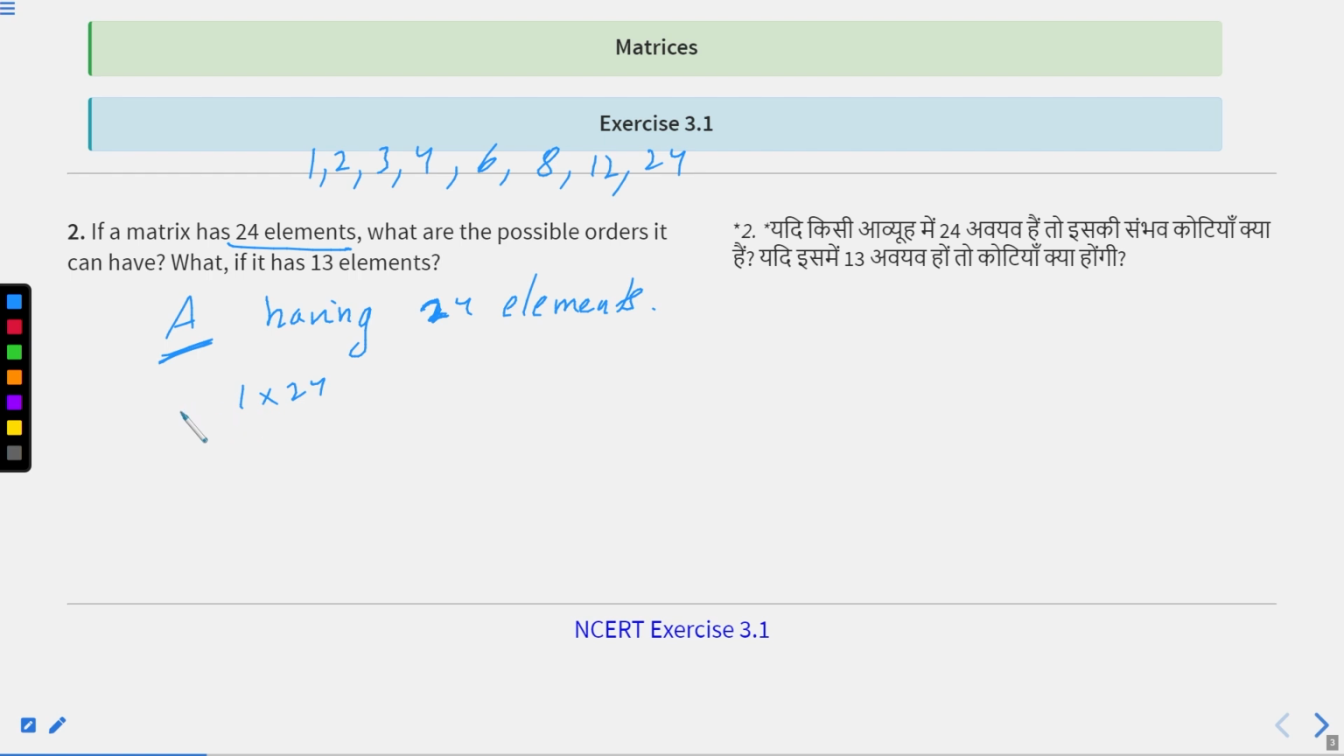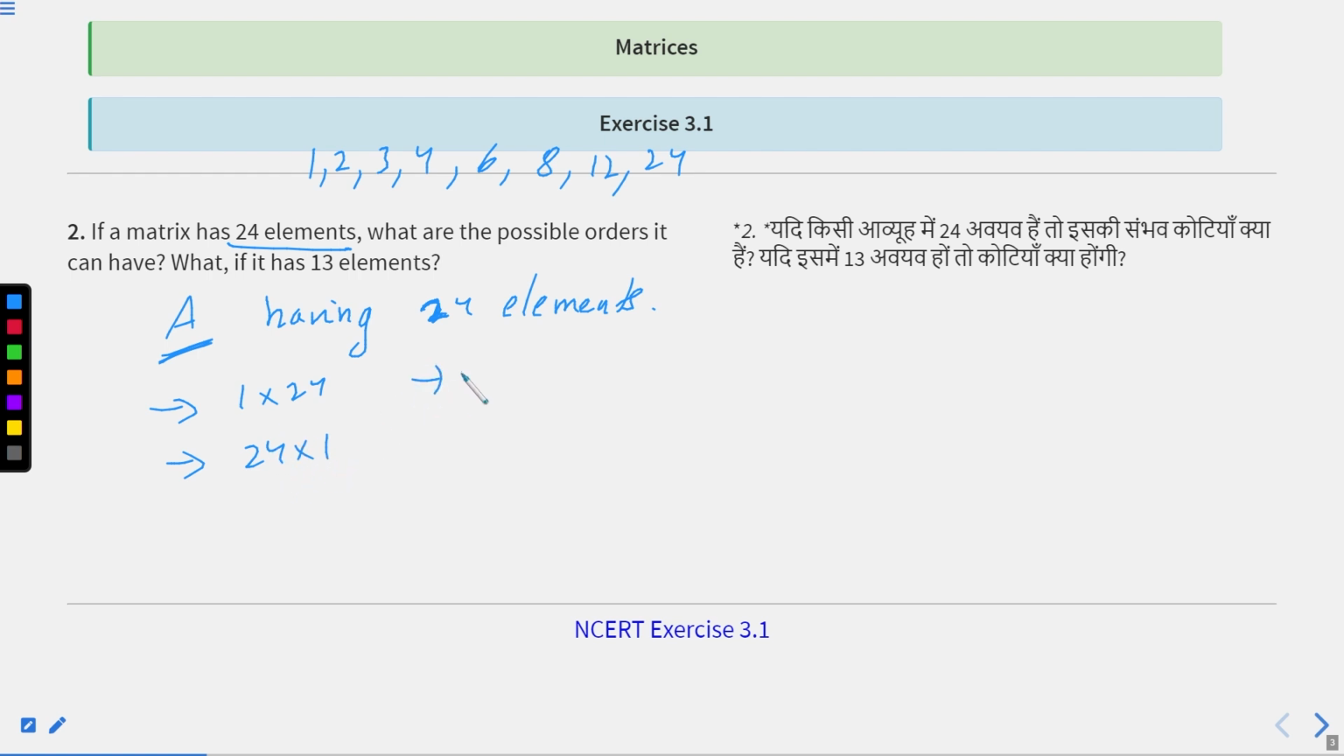Yes, this means one pair you can make is this. This will be the row matrix, in which all the 24 elements will be in a single row. Now opposite, you can make this reverse. This will be your column matrix, in which you are having 24 rows but a single column.